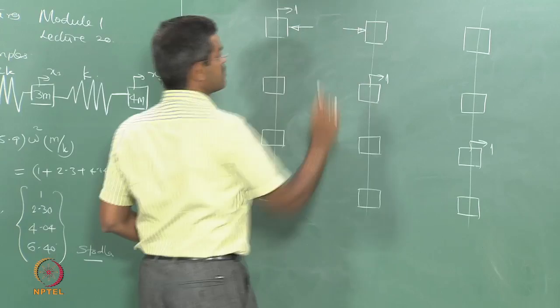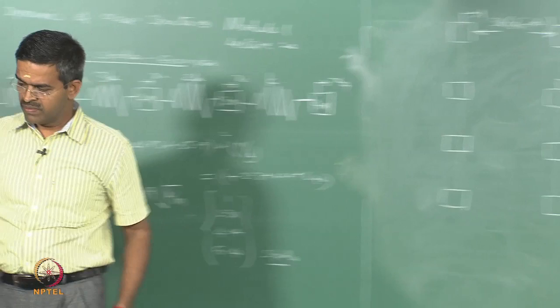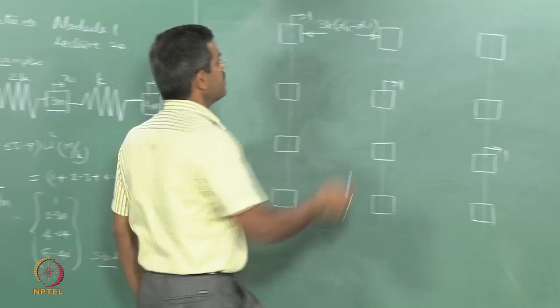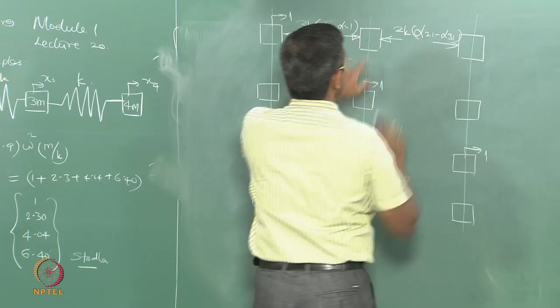So mark both the directions parallelly for the spring. So this is going to be 3k of alpha 11 minus 21. Similarly, when this spring pushes this mass, this again will oppose because the mass will try to move to the right. So this difference of the spring is 2k of alpha 21 minus 31, because it is connecting 2 and 3.